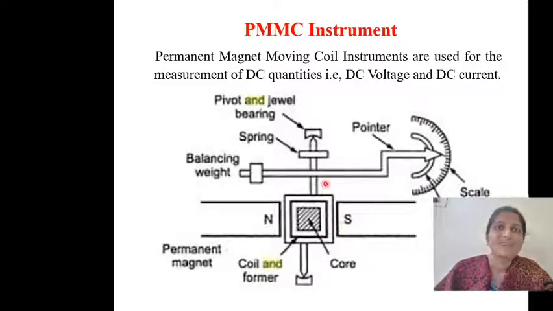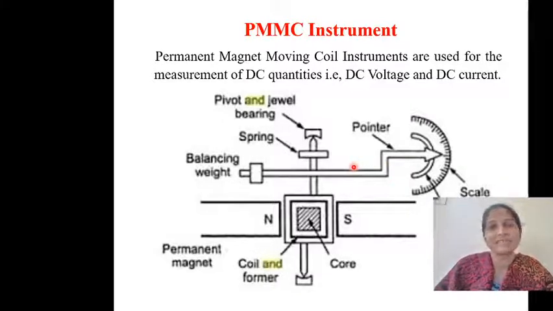Because of this Lorentz force, the pointer will start moving on the scale. So the reading on the scale is the amount of current or voltage which you need to measure. Okay, this is the working, the operating principle.